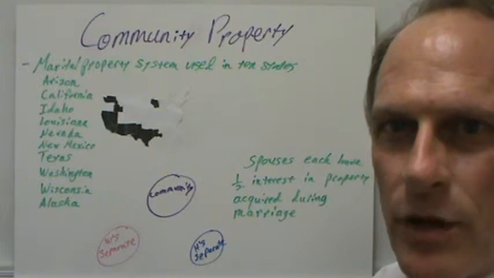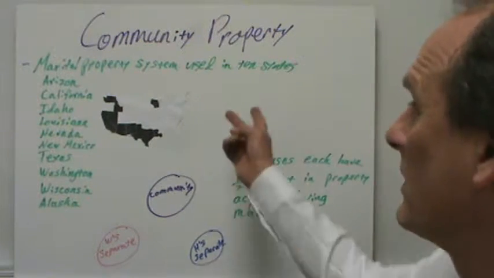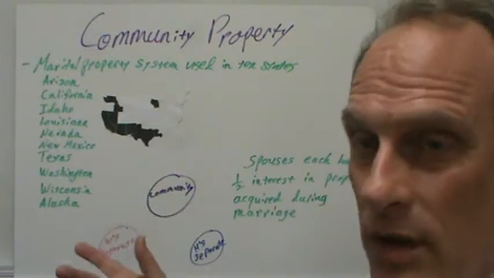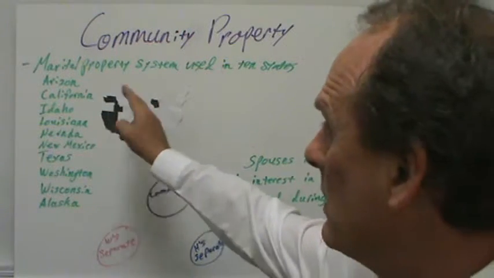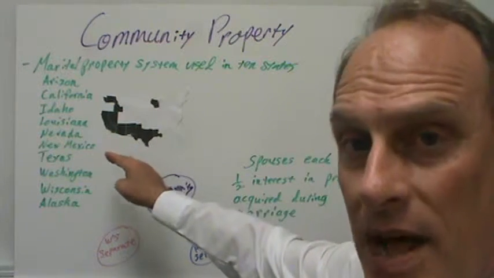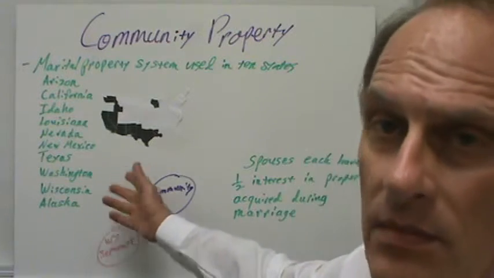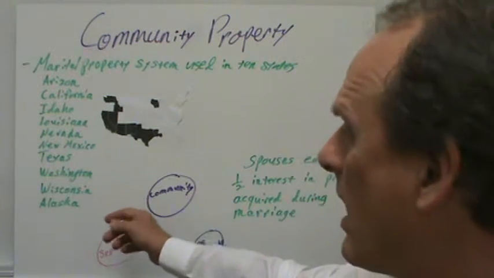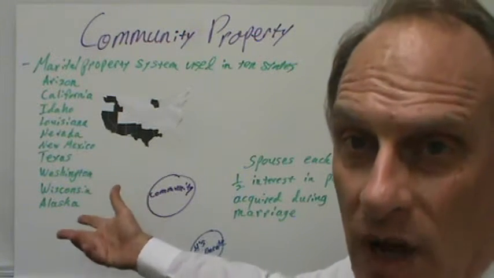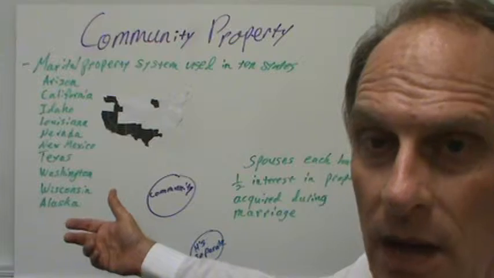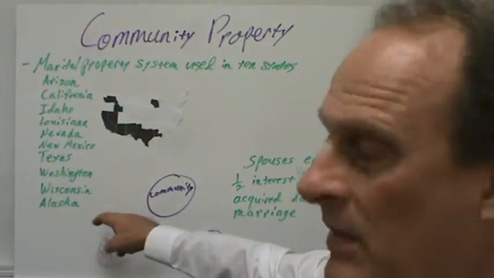Community property. Community property is a system of marital property that's used in 10 states. Historically, we've had 8 community property states: Arizona, California, Idaho, Louisiana, Nevada, New Mexico, Texas, Washington. And in the last several decades or so, 2 other states have passed laws that are pretty much like the community property system for marital property. Those 2 states are Wisconsin and Alaska.